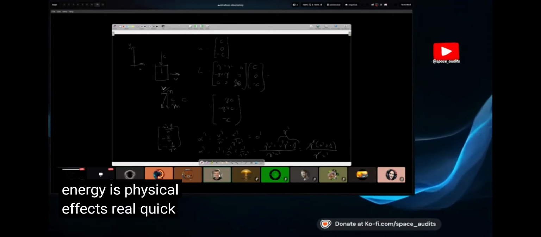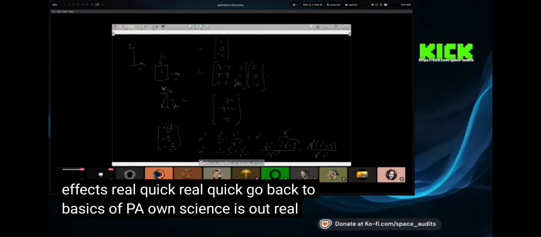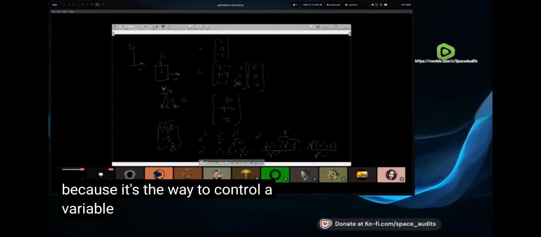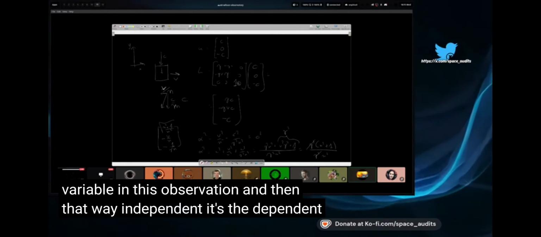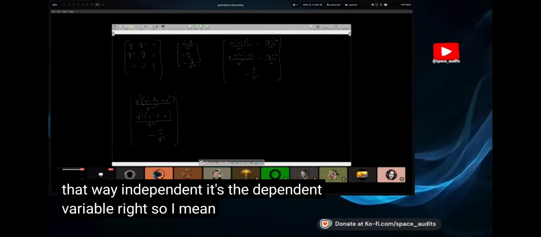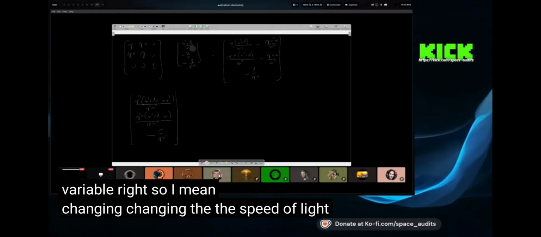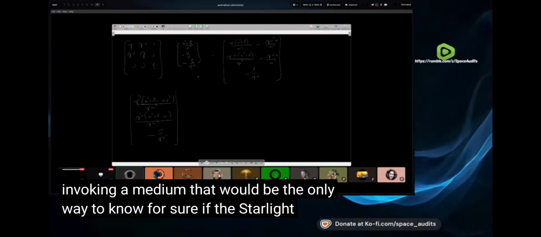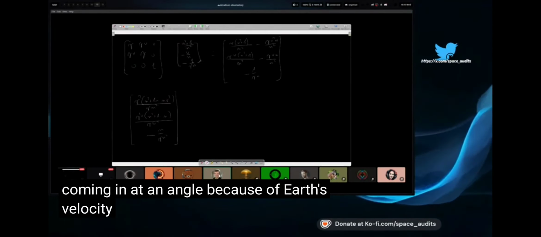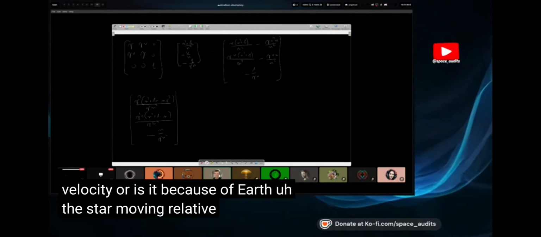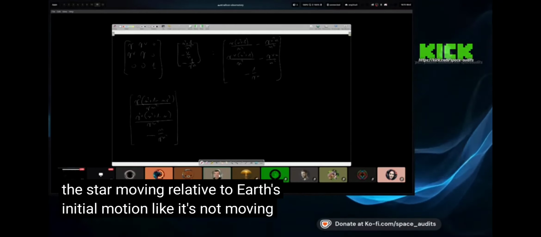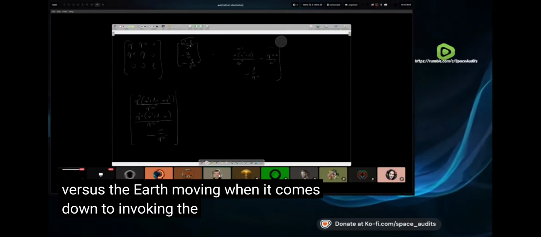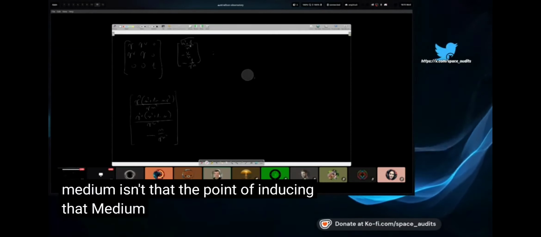Well, can we, real quick, go back to basics? Wasn't the fundamental reason for putting water in the telescope that it's a way to control a variable in this observation? Correct, it's the dependent variable. So changing the speed of light, because that's what you can do by invoking a medium, would be the only way to know for sure if the starlight is coming in at an angle because of Earth's velocity, or because of the star moving relative to Earth's initial motion. Isn't it just the starlight versus the Earth moving when it comes down to invoking the water as a medium? Isn't that the point of inducing that medium? That's what I'm confused about.